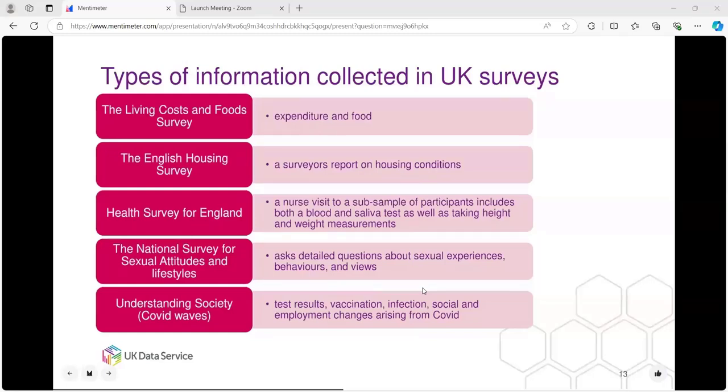And specifically about COVID, there was a series of data from Understanding Society, and I'll talk a bit more about that study later on. It was run during the COVID waves every 2 or 3 months, about seven waves of it. It was really looking at a whole set of things around testing, vaccination, infection, and impact on social, employment, financial life, etc.